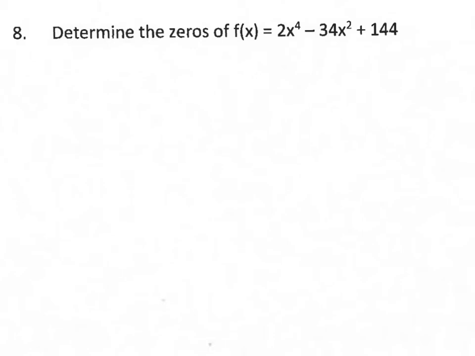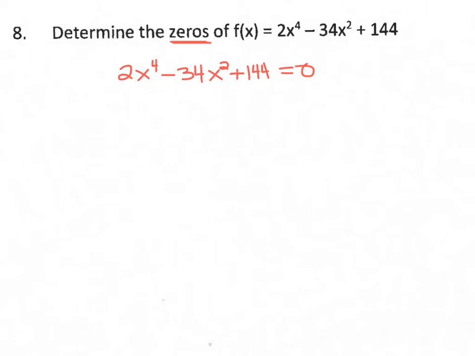Okay, now number 8 is different than number 7 because number 7 we just had to factor. So there was no solving. You were just factoring and done. This is asking you to determine the zeros, which means we're going to have to take this expression and set it equal to 0. Okay, so what we have to do is solve this.